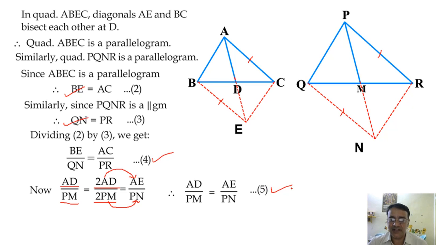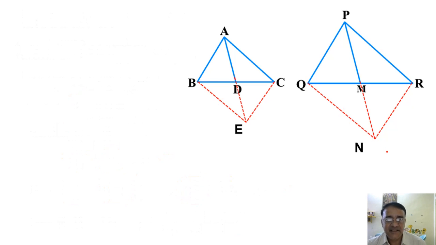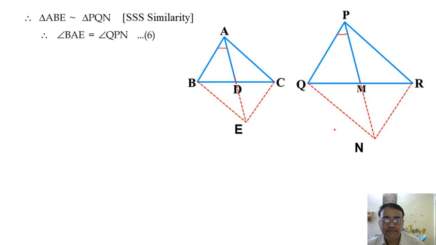Now what is given in the question? AB upon PQ is equal to AC upon PR is equal to AD upon PM. So we will replace AD upon PM with this, and AC upon PR with this. Right? Is this clear? Yes, sir. So that means triangle ABE is similar to triangle PQN by SSS similarity. If these two triangles are similar, these two angles are equal. Any doubt? No, sir.